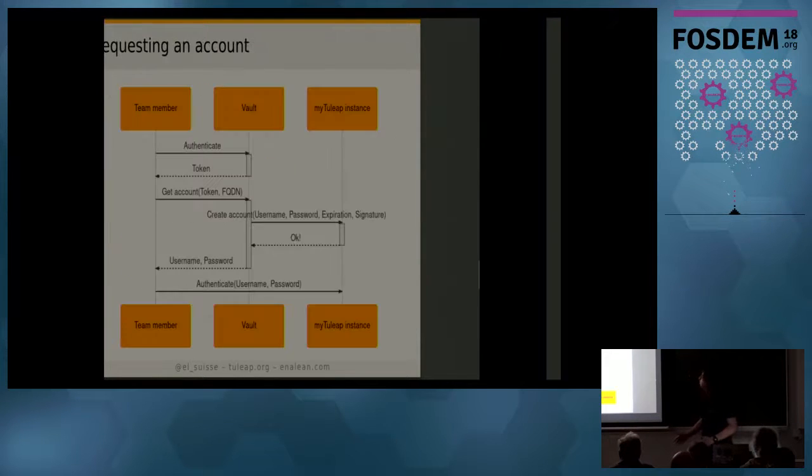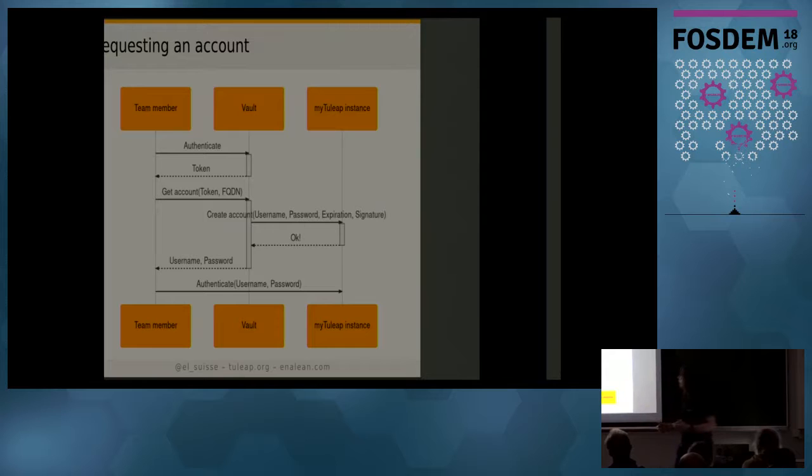So how does it work in practice? Basically, when a team member wants to access a customer instance to do, for example, support work, you just need to authenticate against Vault. Vault can use an authentication backend to do it against your LDAP server. You will get a token, and from that, you will be able to request an account from Vault. So we call Vault with the token and the fully qualified domain name of the platform we want to access.